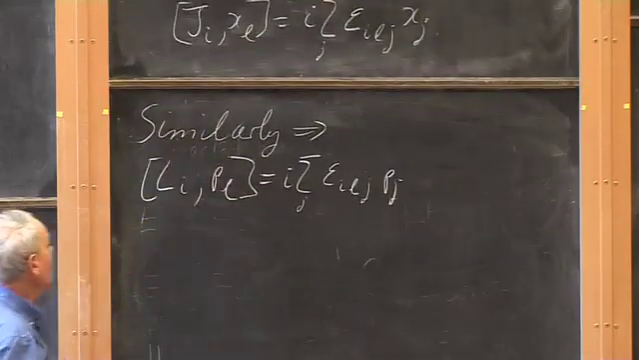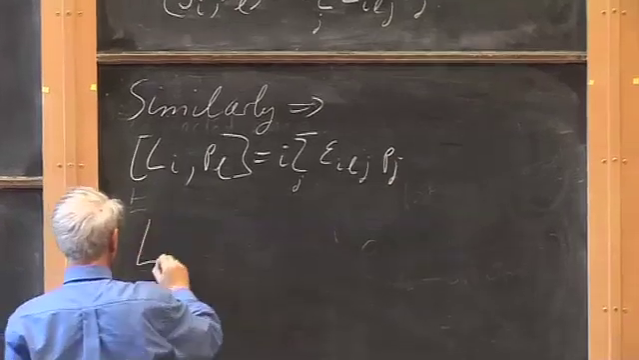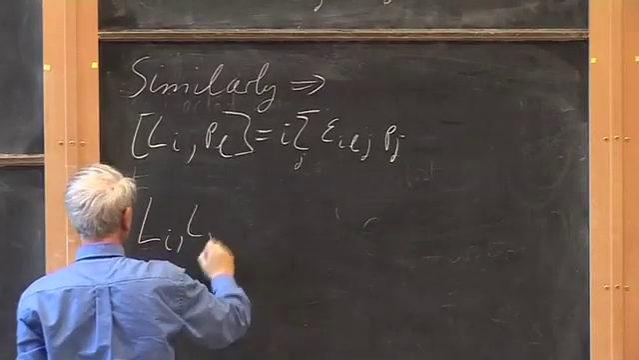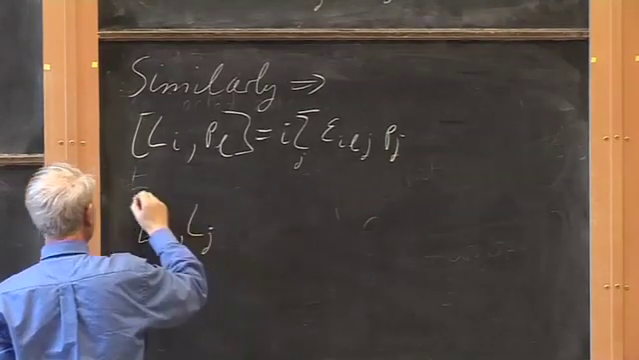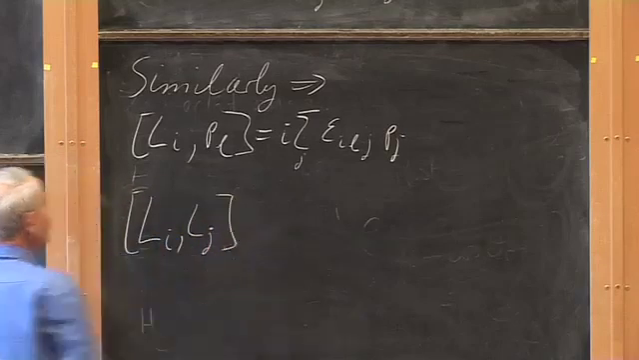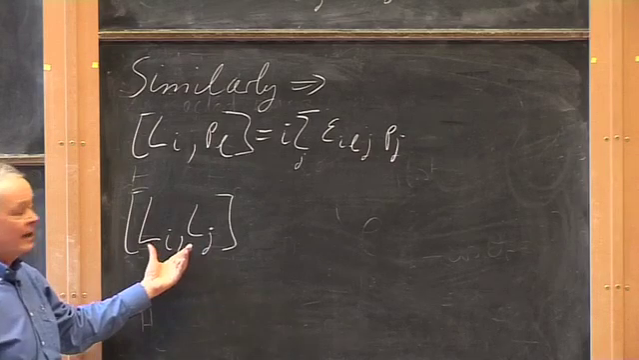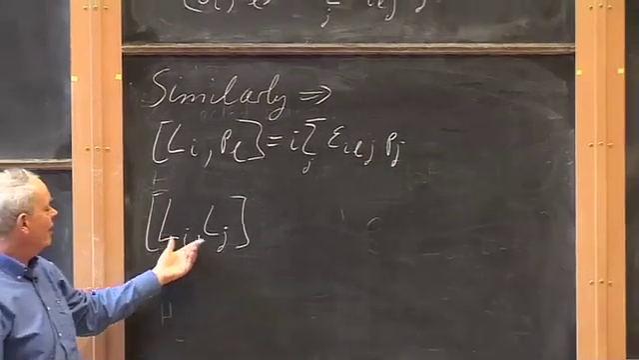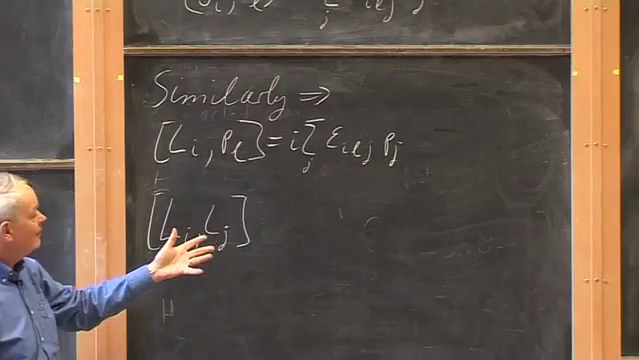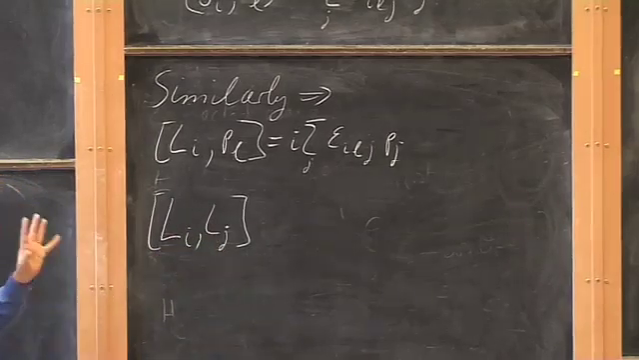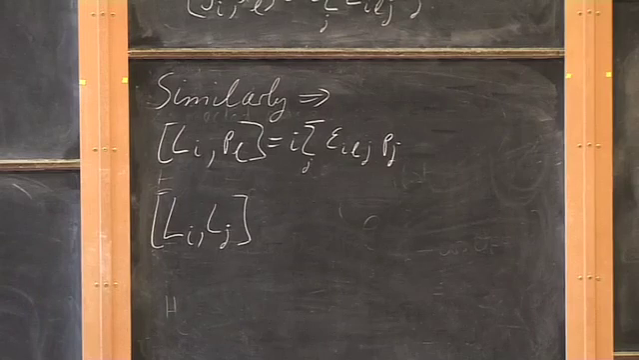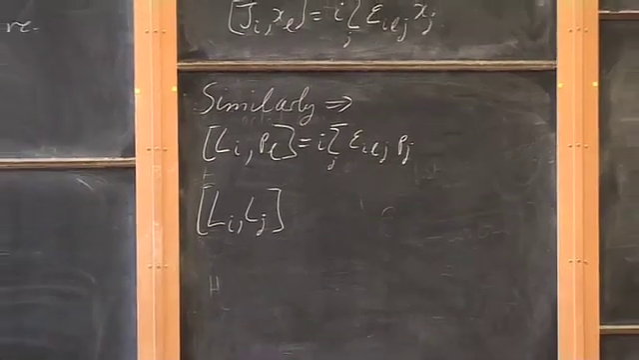The next thing to calculate is, what's [Li, Lj]? We've introduced a family of three operators. We should investigate what the commutation relations are between any two of them. We know what the answer is in the case of the angular momentum operators: [Ji, Jj] is i epsilon ijk Jk. So this is setting us up for expecting what the answer is here.